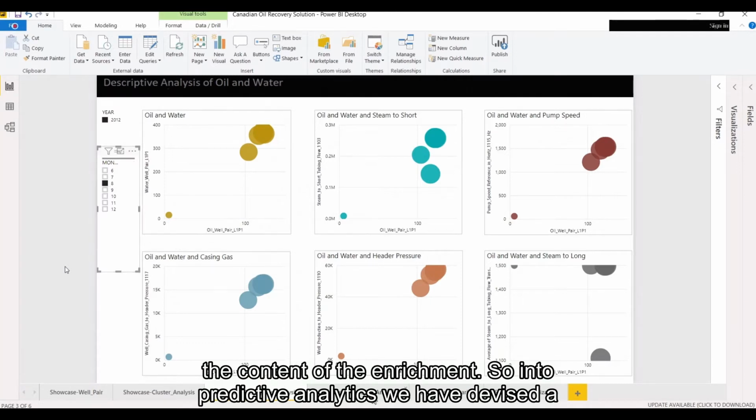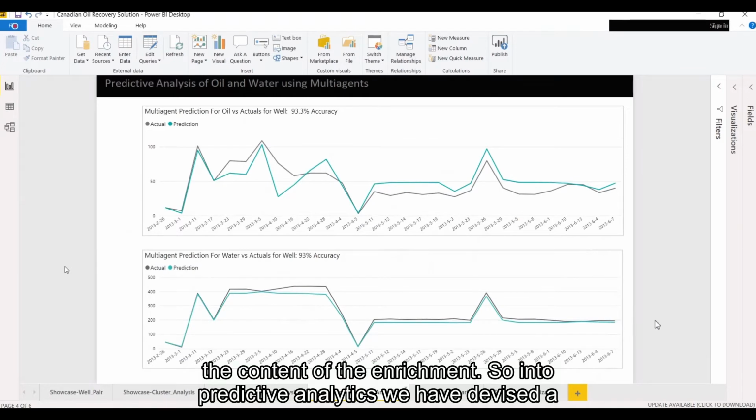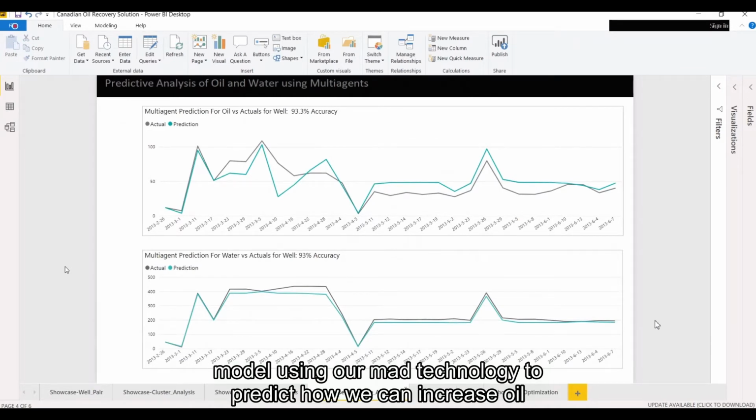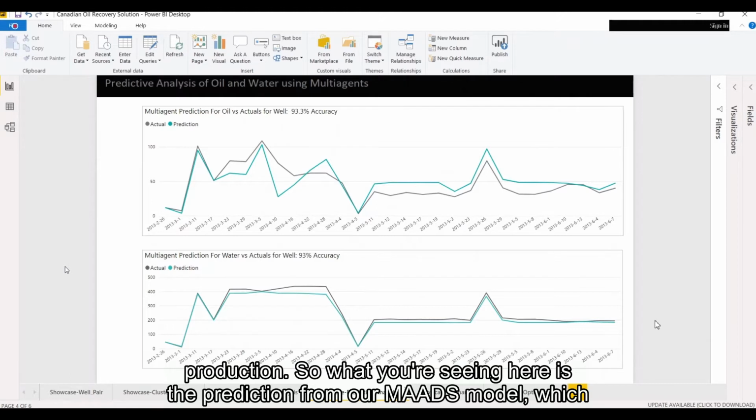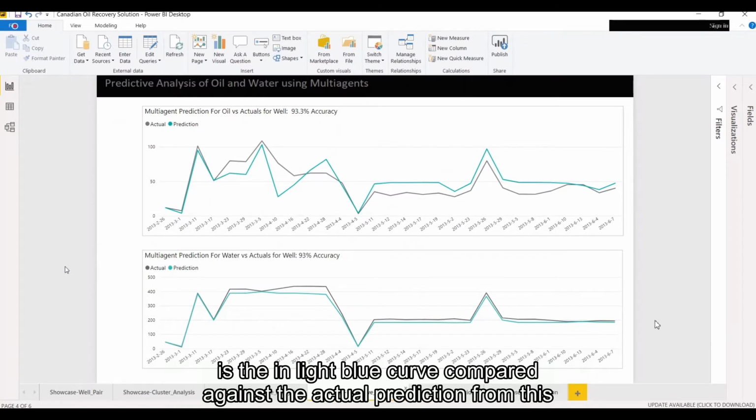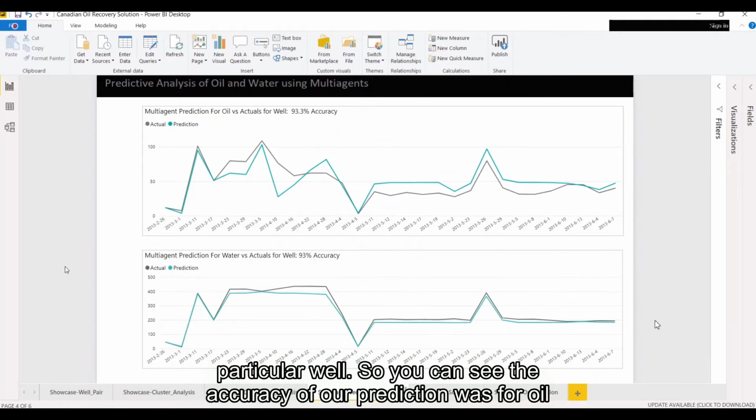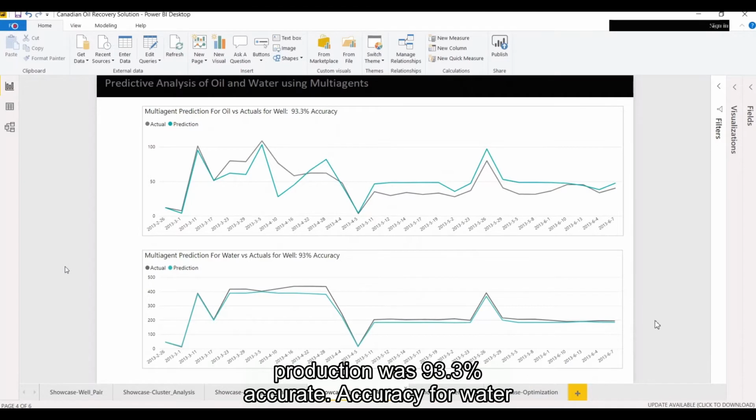So, into predictive analytics, we have devised a model using our MADS technology to predict how we can increase oil production. So what you're seeing here is the prediction from our MADS model, which is the light blue curve, compared against the actual data from this particular well. So you can see the accuracy of our prediction for oil production was 93.3% accurate.